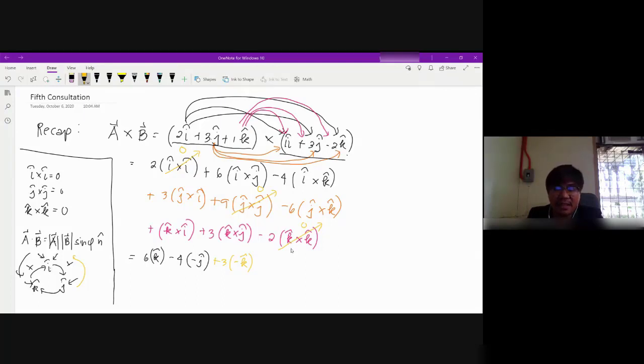That's negative k hat. Okay. And then this one, so you have negative 6, copy negative 6. Then you have j cross k. This is positive i hat.